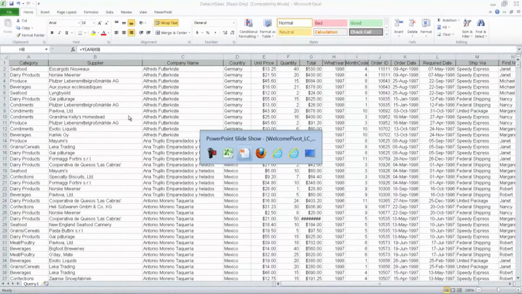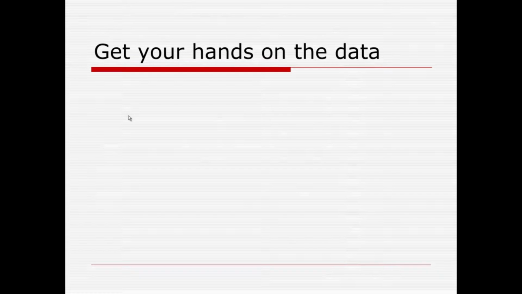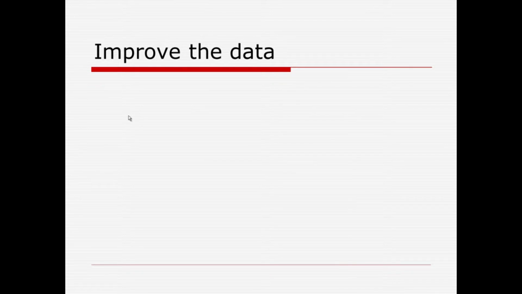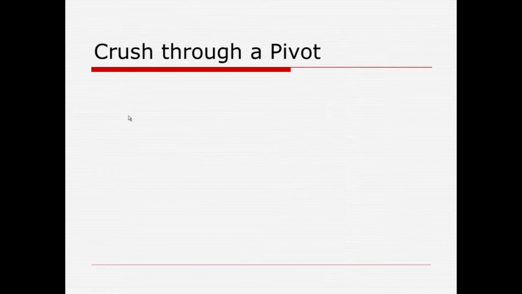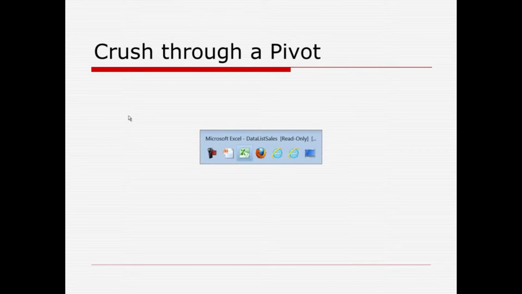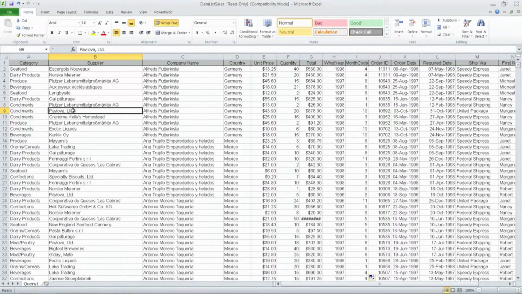So don't forget, get your hands on the data, potentially improve your data through calculations. You may also improve it through finding inconsistencies in the way people spell things, like USA, U period, S period, A period, the States, United States of America, etc. So you'd want to make sure the data was good and clean. So I've finished my improvement. I'm now going to crush it through that pivot and get some meaningful data out of it.